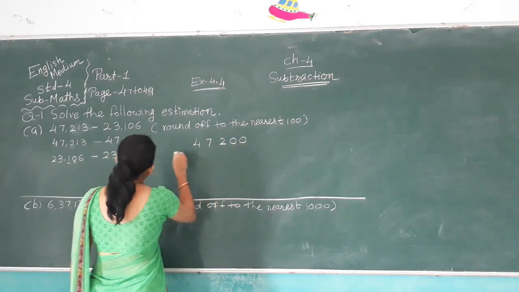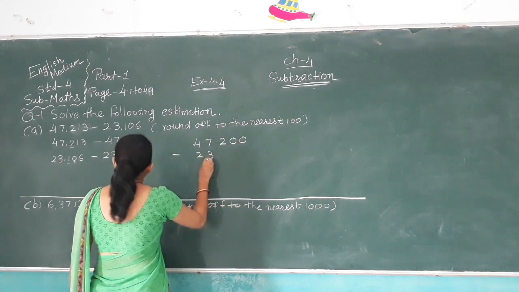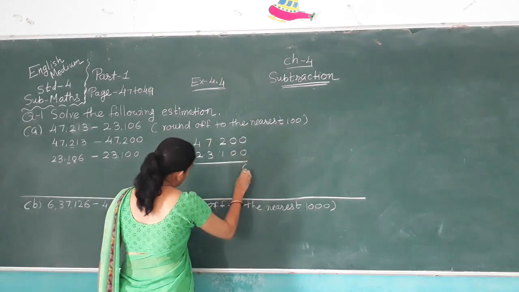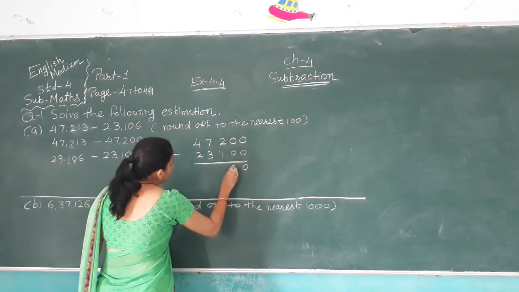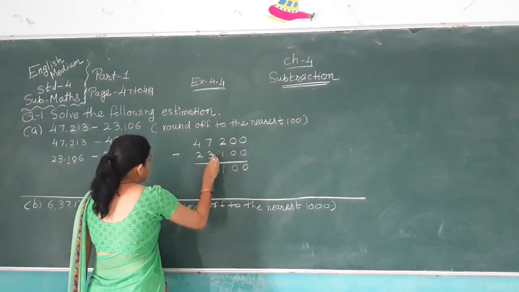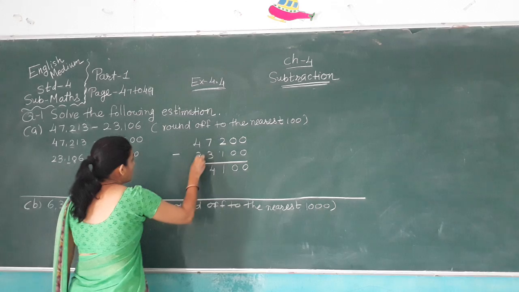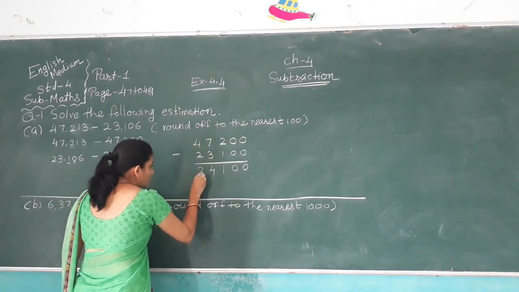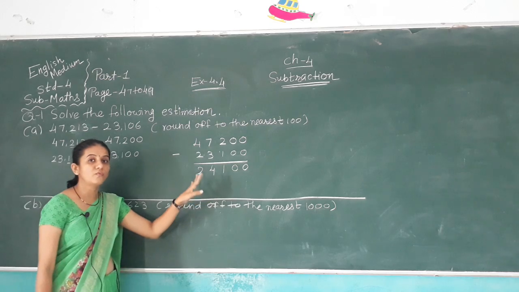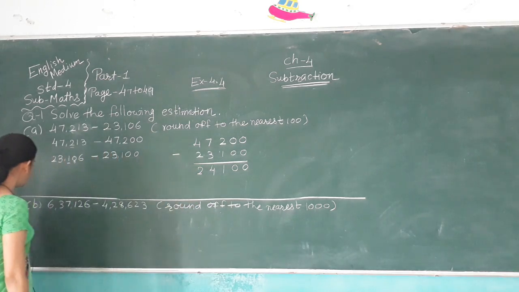47,200 minus 23,100. Here 0 minus 0, 0, 0 minus 0, 0, 2 minus 1, 1, 7 minus 3, 4 and 4 minus 2, here 2. So we get the answer here 24,100.